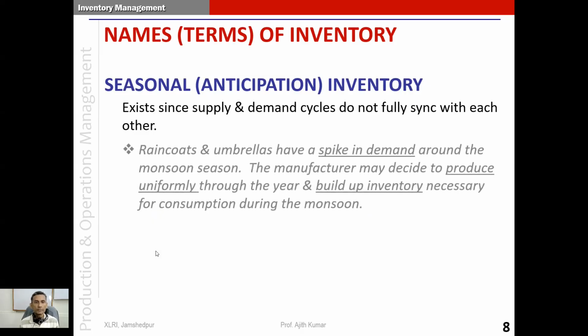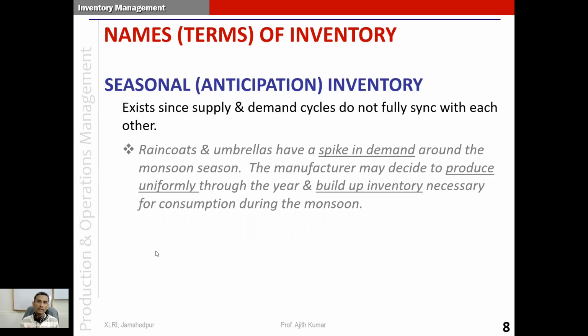The first is the example of raincoats and umbrellas. Now, as we can expect, raincoats and umbrellas have a spike in demand during the monsoon season. In India, the monsoon season begins at the end of May or the beginning of June. And in the months of June, July, August, and September, typically the monsoon is quite intense. It spans these 4 months typically. And there is sometimes some rain in the month of October as well.